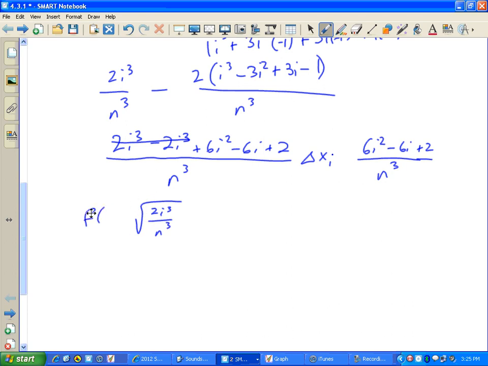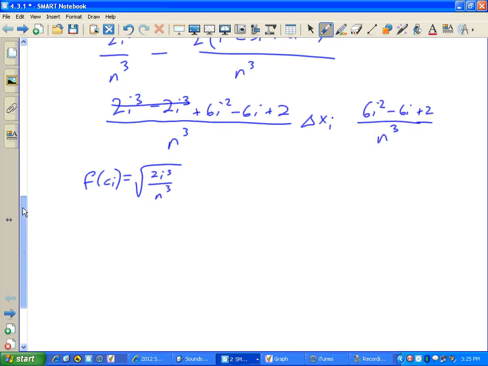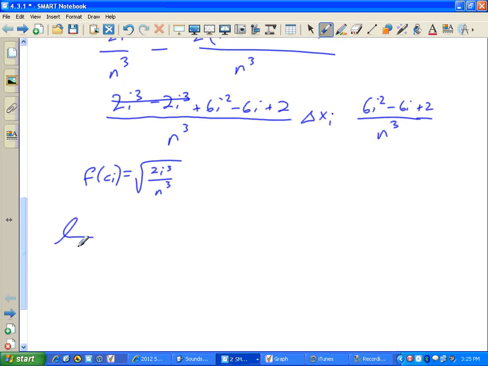Okay, so that's f at c_i. This is my delta x sub i. So I need the limit as n approaches infinity of the sum from 1 to n of my height. If I can simplify this, oh, this is the cube root. This would just be the cube root of 2. The cube root of i cubed is i, and the cube root of n cubed is n. So the only thing in the cube root now is the 2.